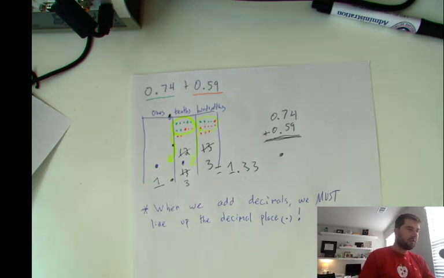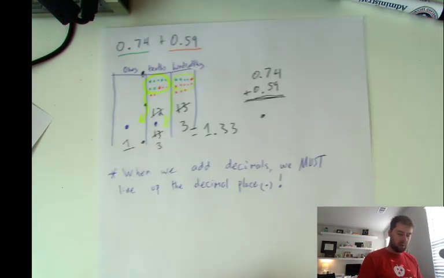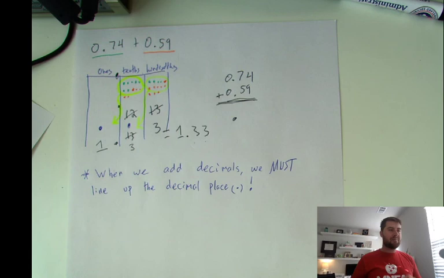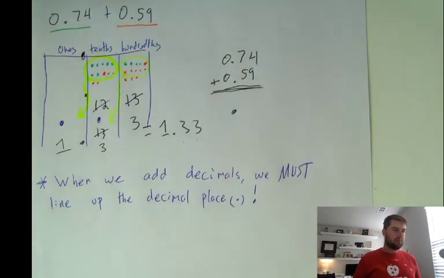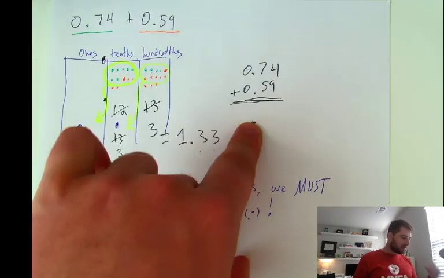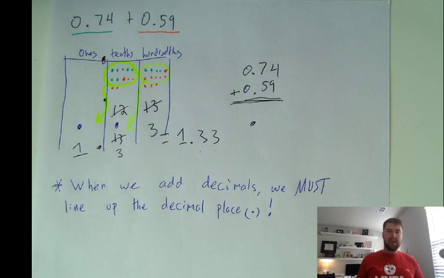Awesome. So make sure you write this down. You circle this. You bold it. You highlight it if you need to. When we add decimals, we must line up the decimal place. And now that we have lined up our decimal place, it comes straight down. And then we can add our decimals.